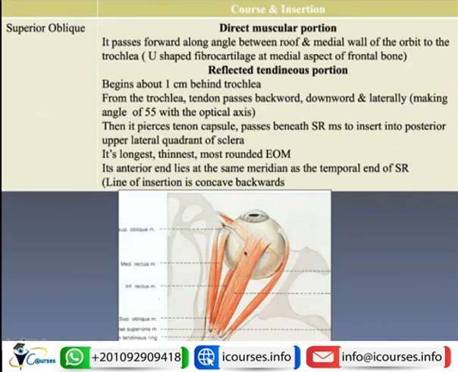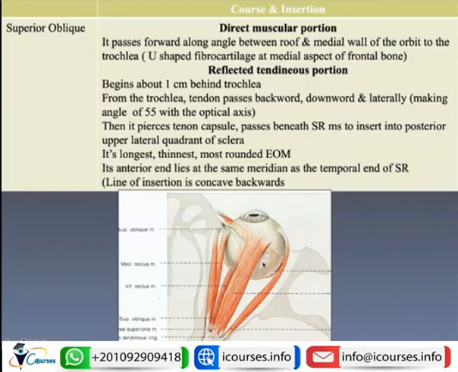Then it will pierce the tenon capsule and insert into the posterior upper lateral quadrant of the sclera, and this is again asked in the exam. So the superior oblique tendon is inserted into the upper lateral quadrant of the sclera.